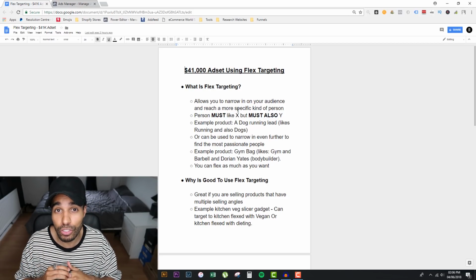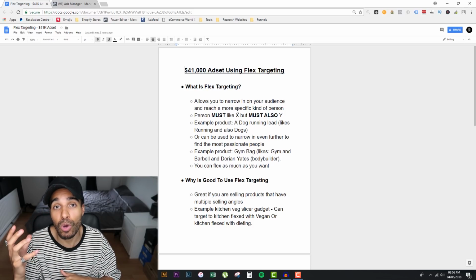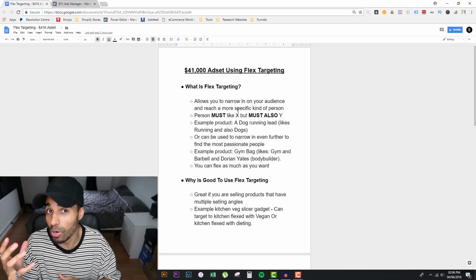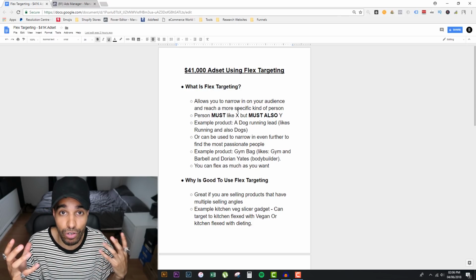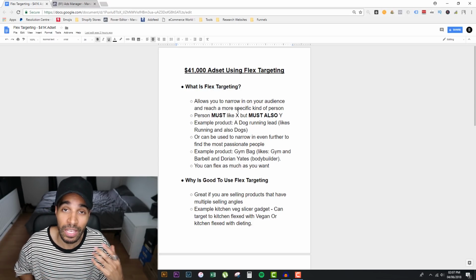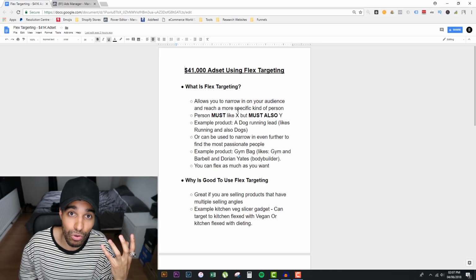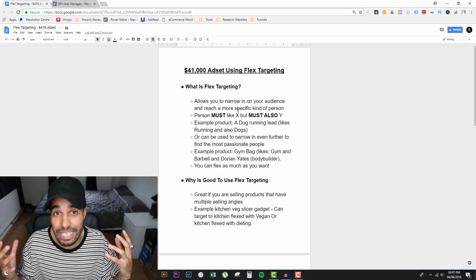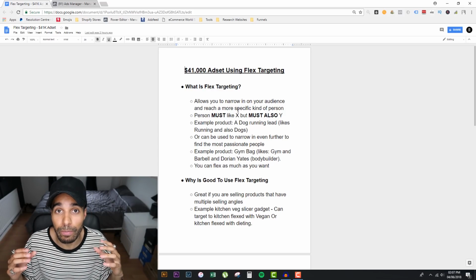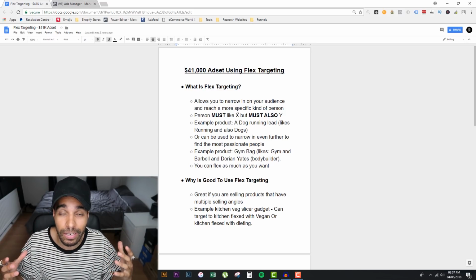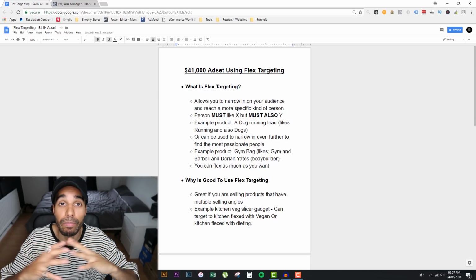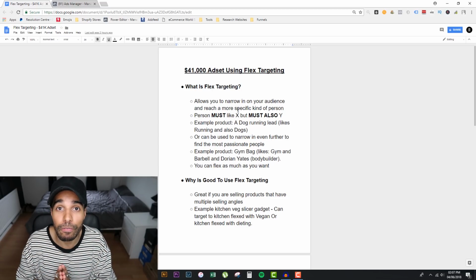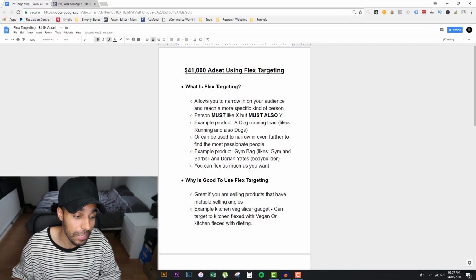Because of course, if you're just selling a product to people who like dogs, not everyone who owns a dog, or likes dogs, necessarily likes running. And same on the opposite side. If you just target people who like running, not everyone who likes running has a dog. So you can see how narrowing them both down and making sure that the person you are targeting likes pages related to both of them, you can see how powerful this technique can be.